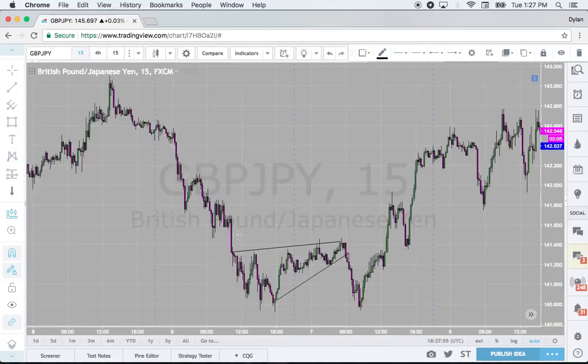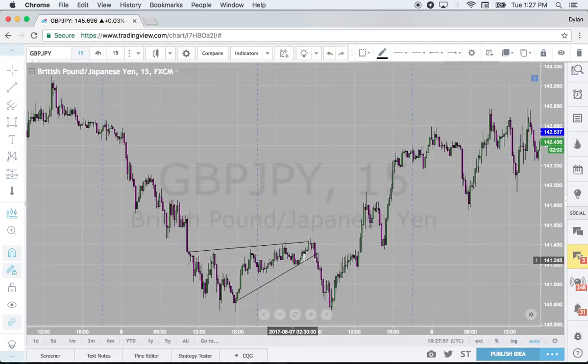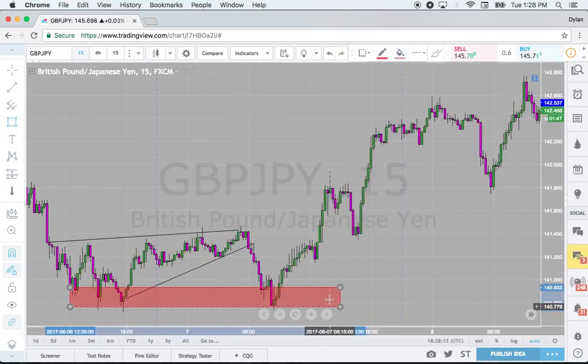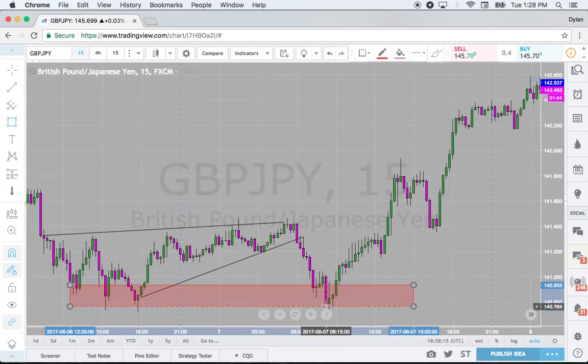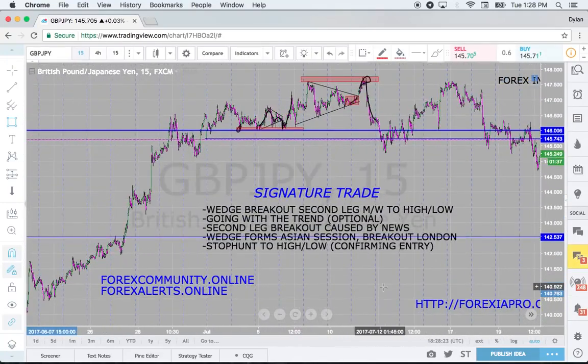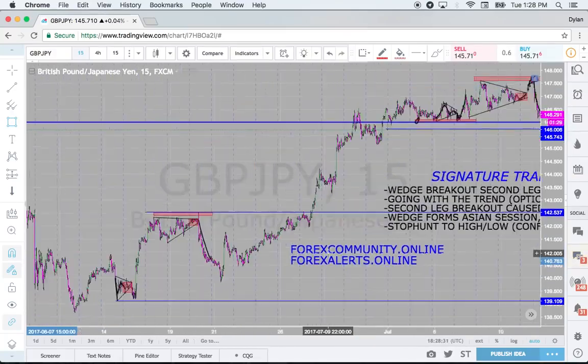Let's go one more. Same scenario, same thing. The wedge formed, the tip of the wedge, Asian session, breakout London session to the low of the previous day. There's your stop hunt in that one candle right here, and that's your confirming entry. So wedge forms, Asian session, breakout London session, stop hunt to the higher low, confirming entry.